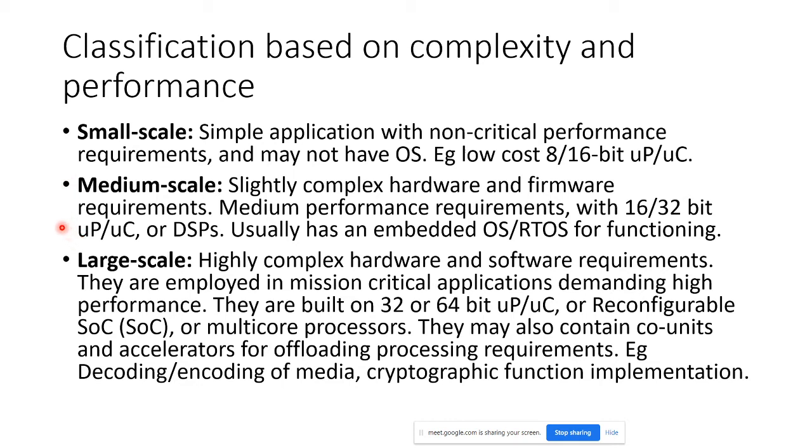These could have some DSPs, like your DVD players, your digital TVs, your digital cameras, your cell phones. So they come under the medium scale. And then you have your large scale, where they have complex hardware and software requirements, and they may have very critical requirements. So these are your automotive systems, your braking systems, and things like that.